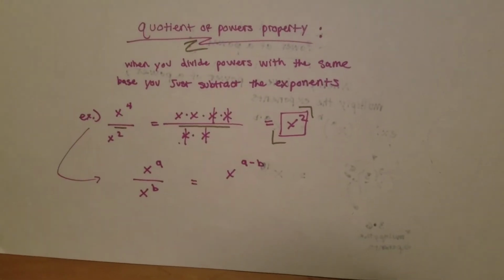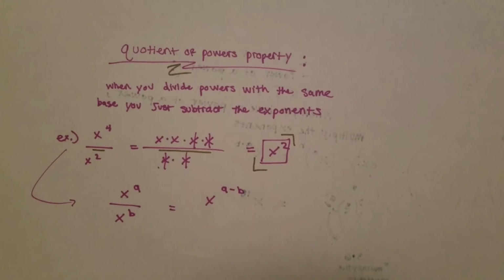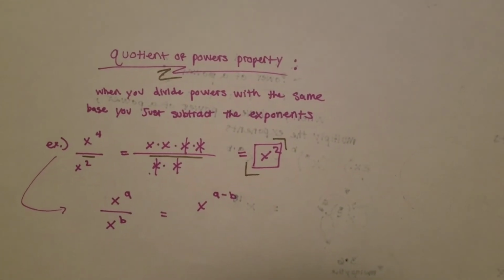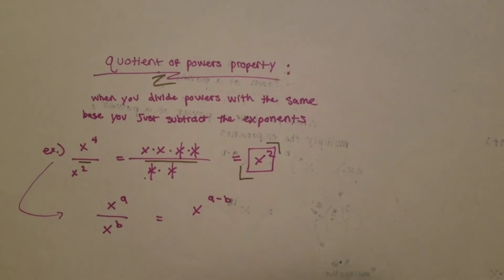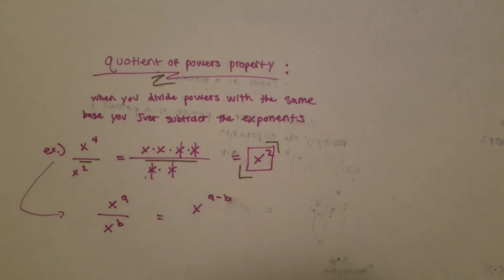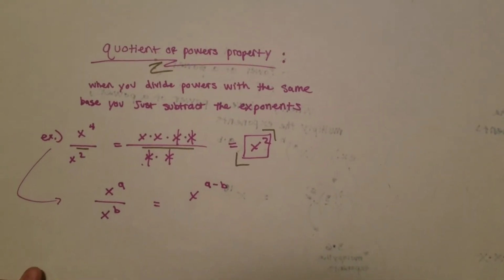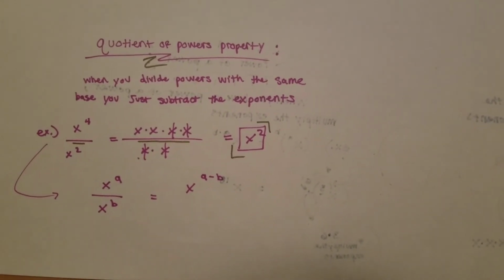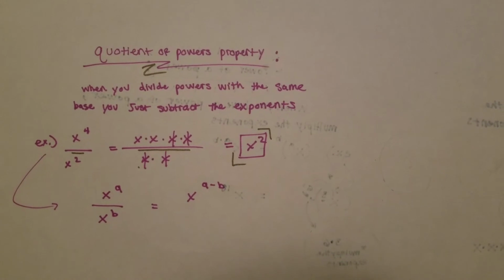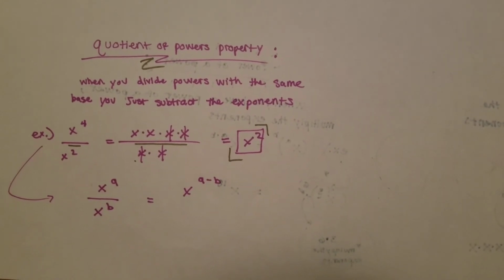And for the final property of exponents, it's the quotient of powers property. When you divide powers with the same base, you just subtract the exponents. And so the formula you would use is x to the power of a divided by x to the power of b equals x to the power of a minus b.